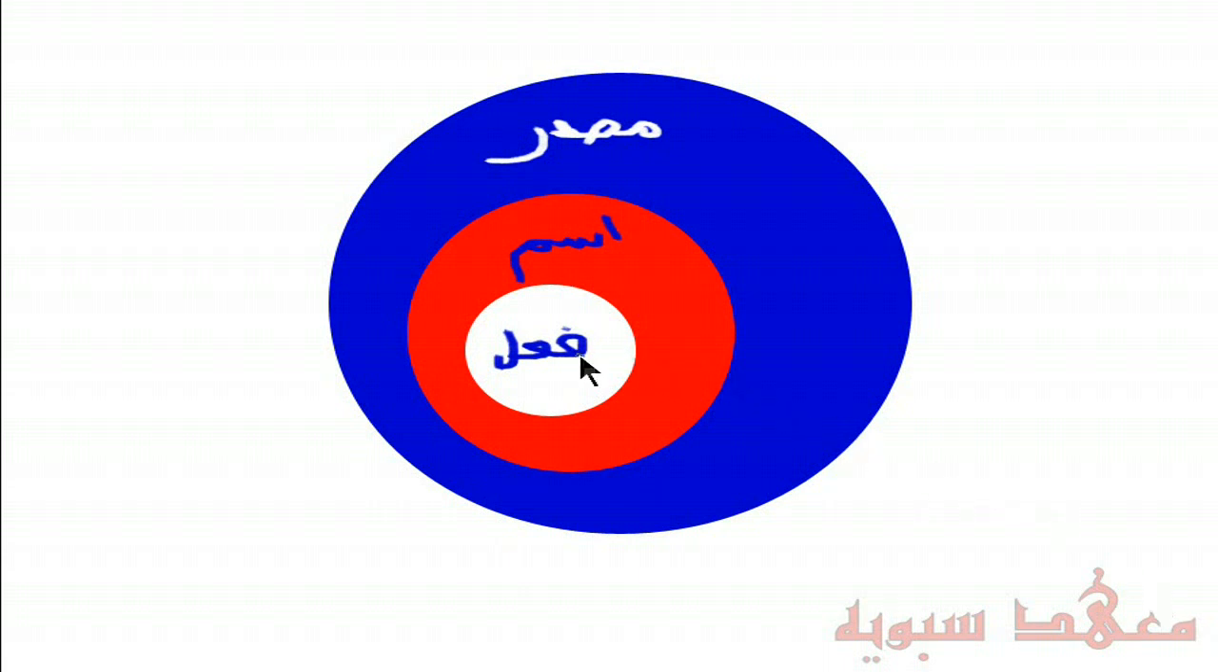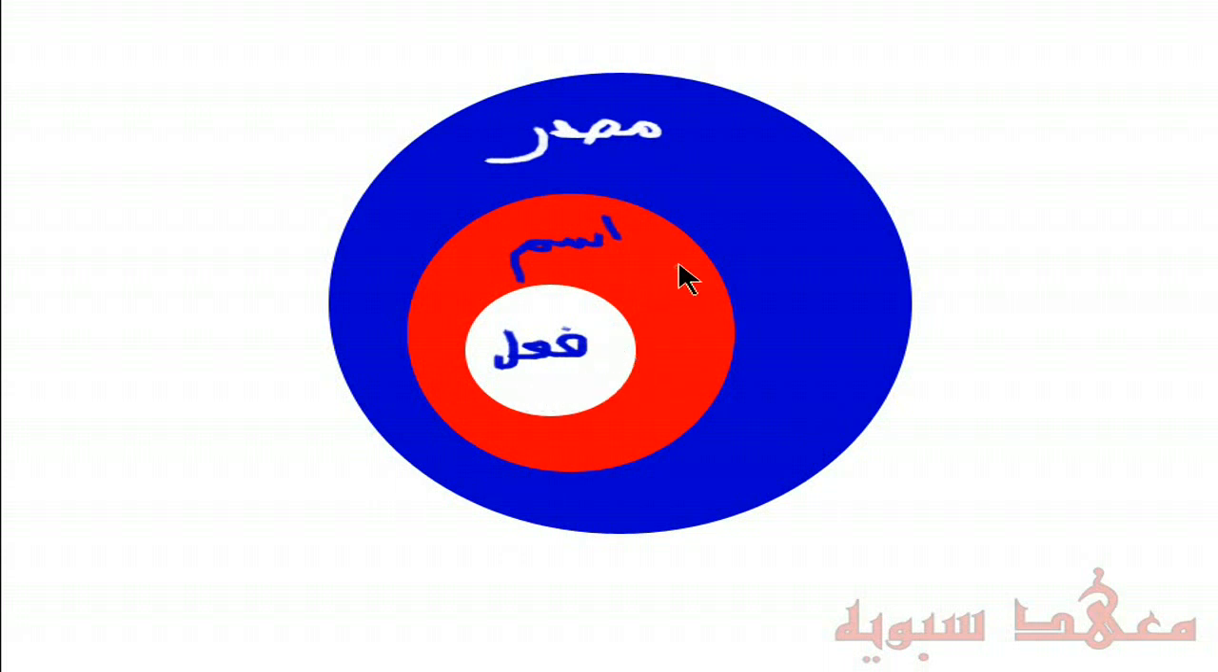Now, to answer your question, I'm just going to go through this diagram that I've just done. So we have the fi'l, the ism, and the masdar. Now, I'm just going to explain the difference between these three. As you can see, the masdar, denoted by the big circle, has a much more general meaning, while the fi'l is specific. And then you have the ism in between the two. So I'm just going to explain each one.